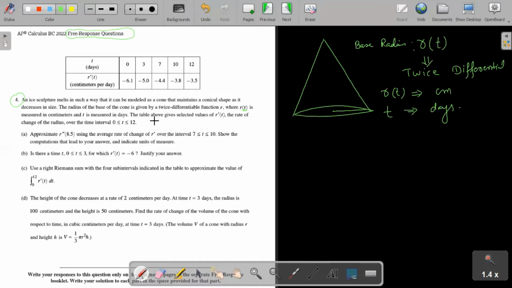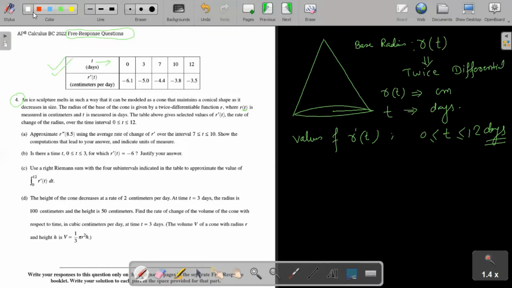The table above gives selected values of r dash t. So we have been given the values of r dash t, the rate of change of radius with respect to time, for the time period 0 to t, less than 12 days. So in this table, this is days, that represents time, and this is r dash t, that is the differentiation of r, the rate of change of r with respect to time.